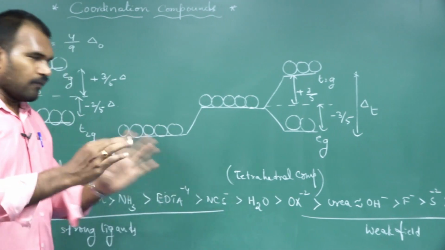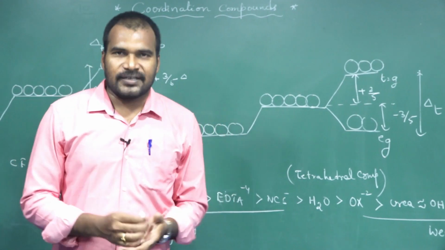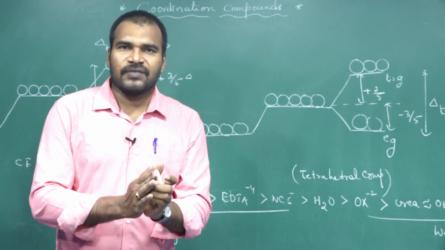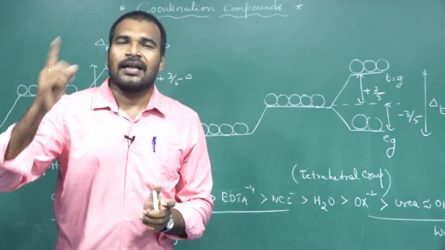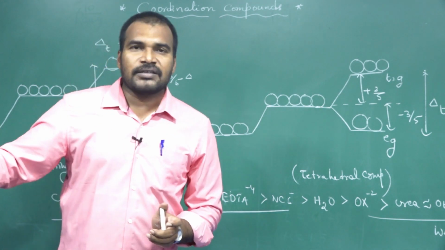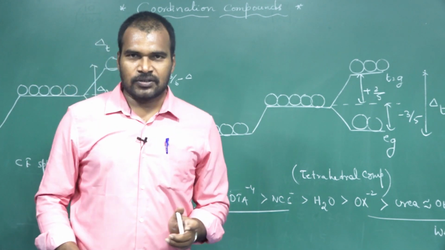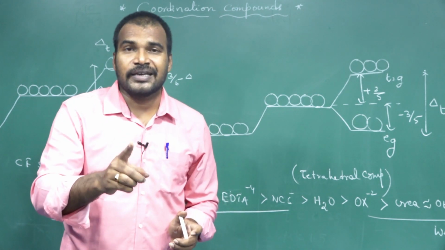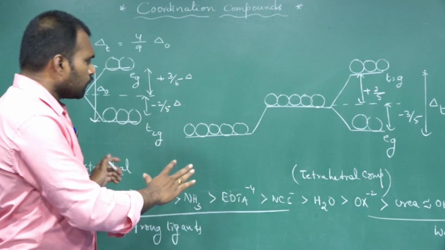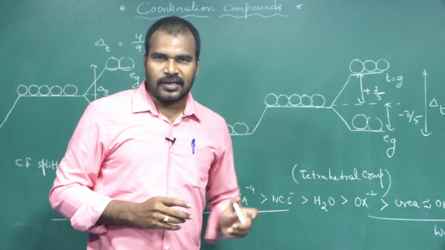So remember that when we compare the two complexes of the same central metal atom, the complex which is made with the strong field ligands are having more crystal field splitting energy than the complexes which are made with weak field ligands. Why? Because crystal field splitting energy is directly proportional to strength of the ligands. So this is what we discussed in the earlier classes.